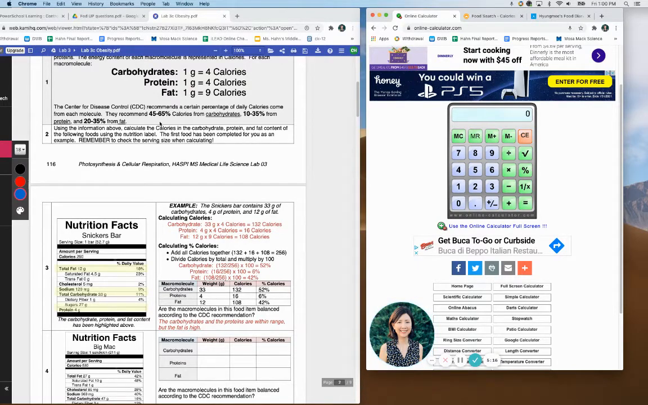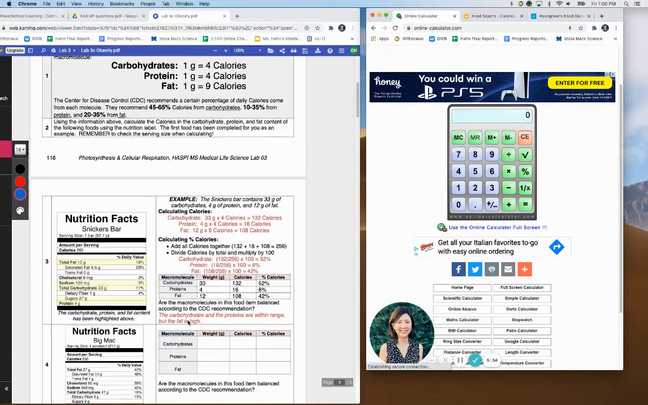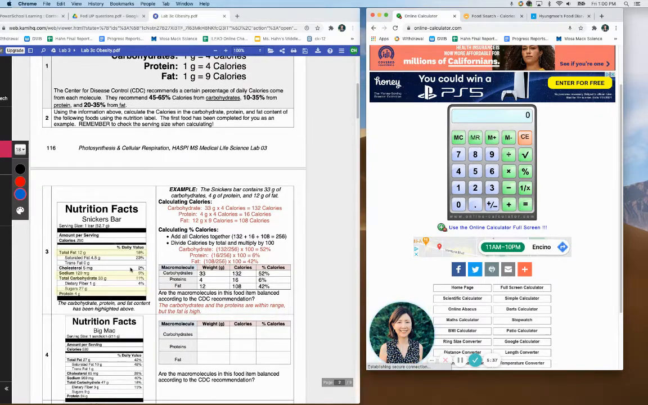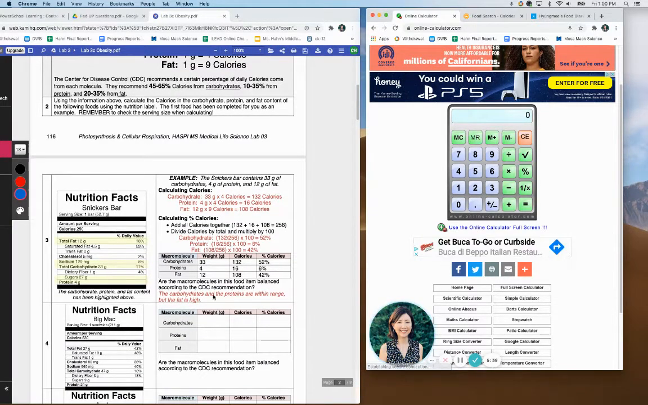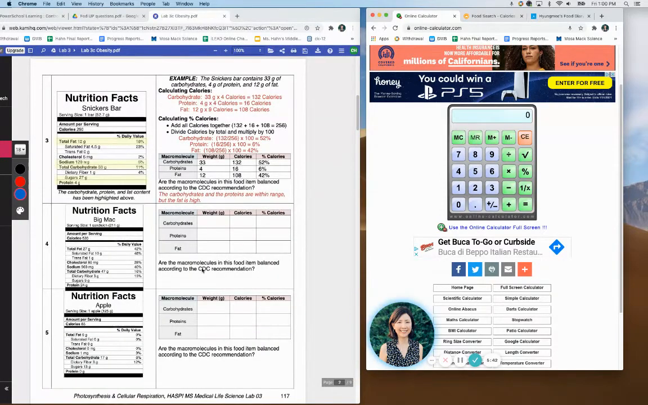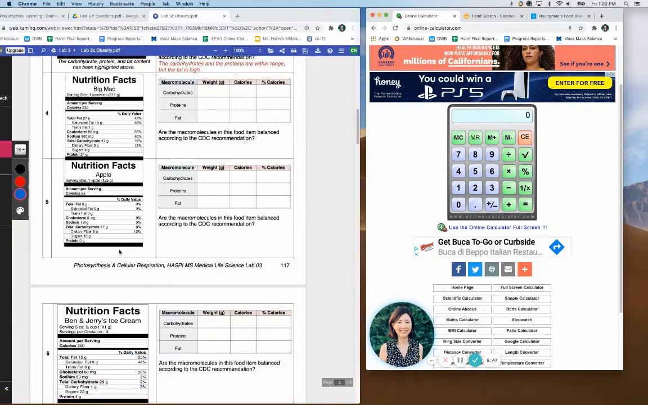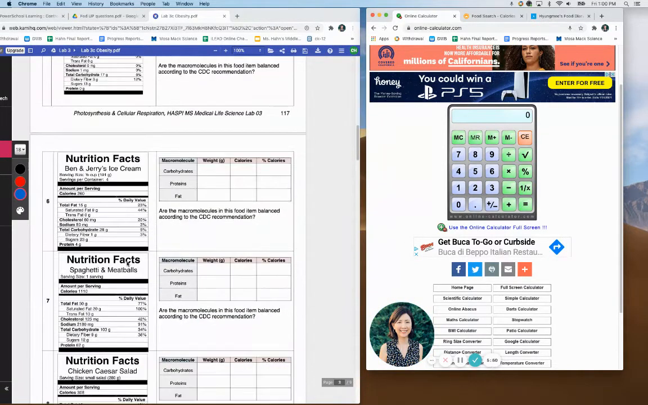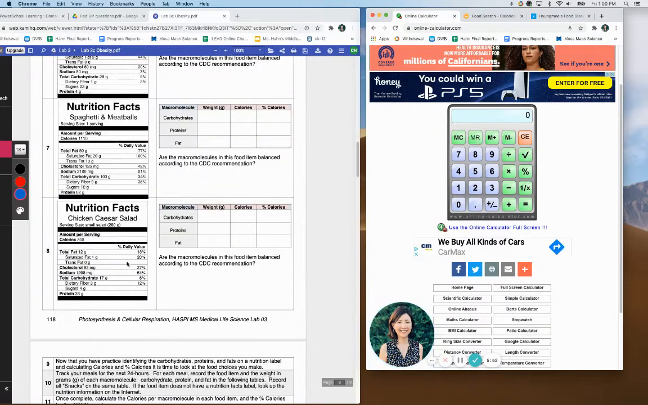Proteins should be between 10 to 35. So proteins are a little on the low side, although it says it's within range. And then 20 to 35 should come from fat. Well, this one is a little high for fat. So right here, it tells you. So you're going to do the same for Big Mac, Apple, Ben & Jerry's ice cream, spaghetti and meatballs, Caesar salad.